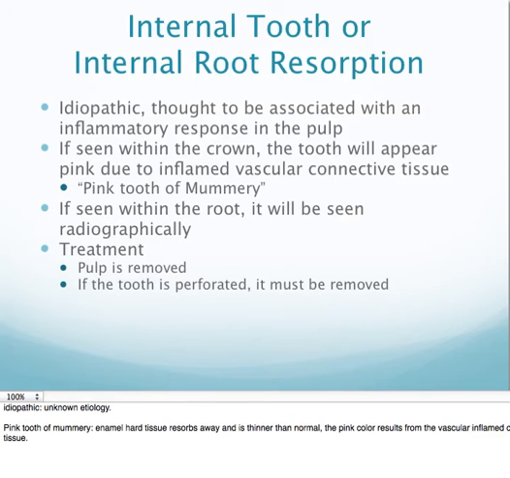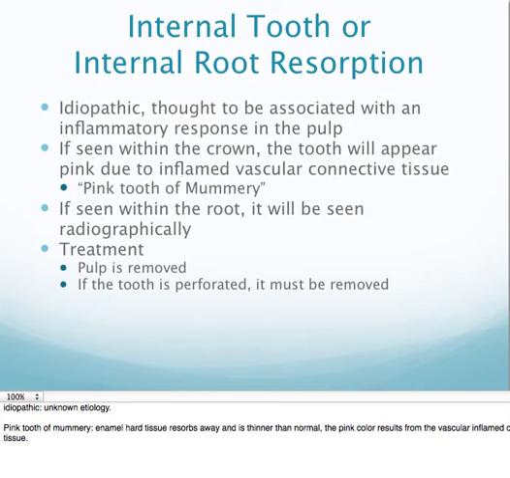Internal root resorption happens for unknown causes. Because remember, external is happening outside of that tooth, so we know the cause. But internal, we're sometimes not sure of why they internally resorb. Sometimes it's thought to be from inflammation response in the pulp of the tooth itself. It can be seen within the crown, and if it is, it's known as the pink tooth of mummery. And this is because the enamel hard tissue resorbs away and becomes thinner, and the pink color happens from vascular inflamed connective tissue. So, internal tooth resorption in the crown is pink tooth of mummery.